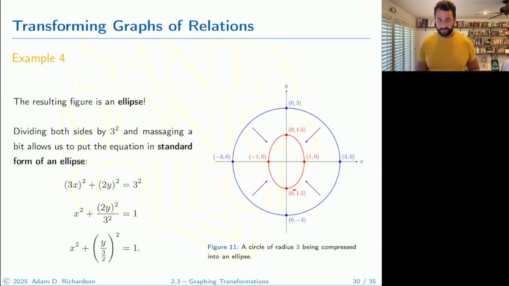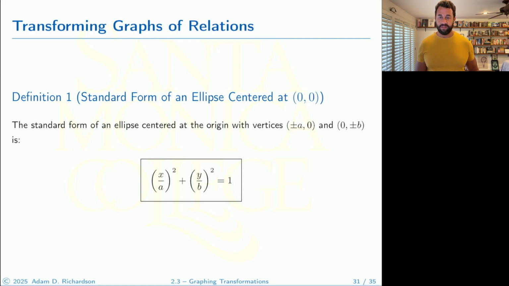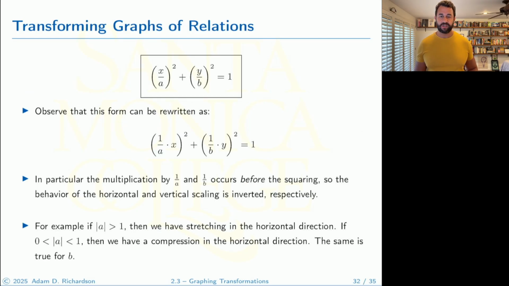Don't worry. So this is the standard form of an ellipse centered at the origin with vertices (±a, 0) and (0, ±b). Just like this. So what we're doing is we're taking x, dividing it by a, taking y, dividing it by b, squaring those things, and then adding the results. And this side is always going to be equal to 1. This is the standard form of an ellipse. Okay, that's the idea.